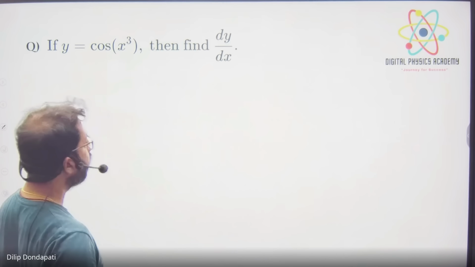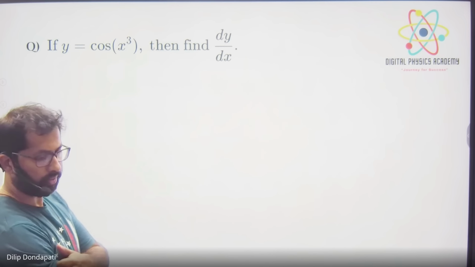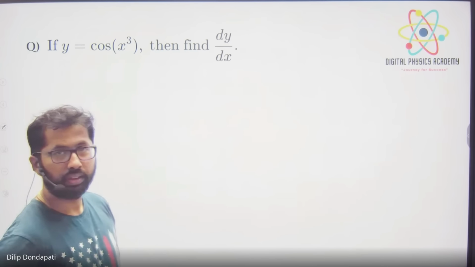How much? Minus 3x square sin x square. Minus 3 sin x. No, wrong.